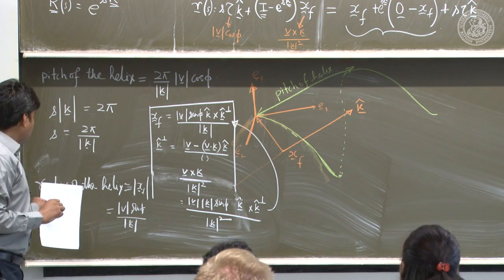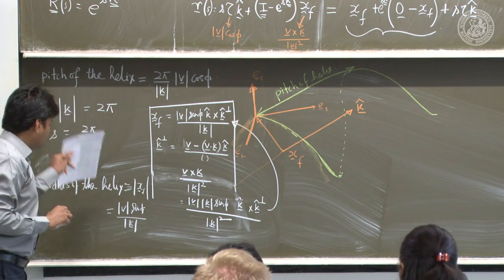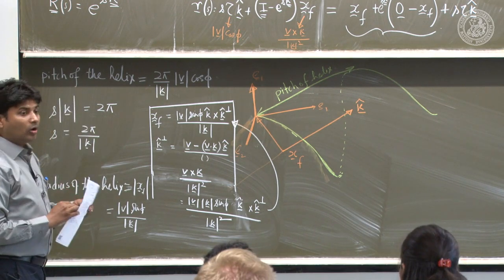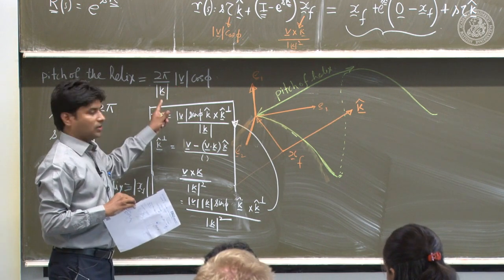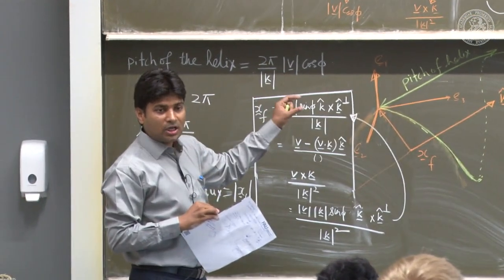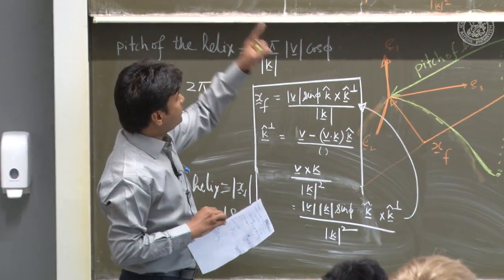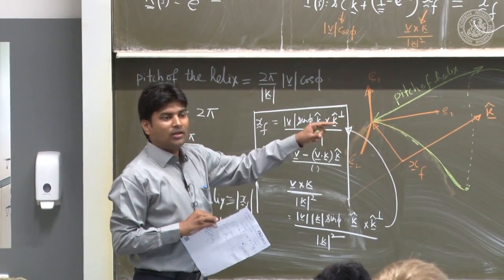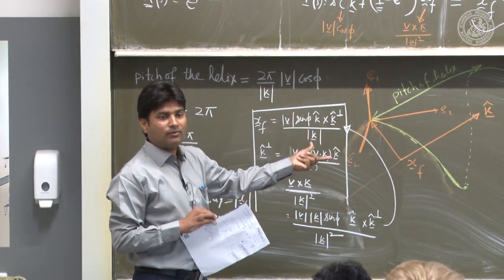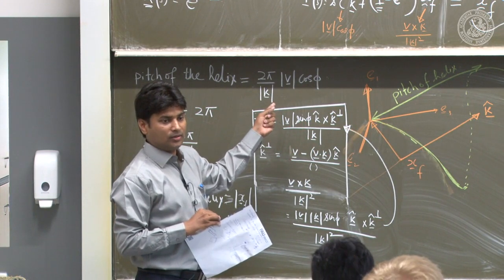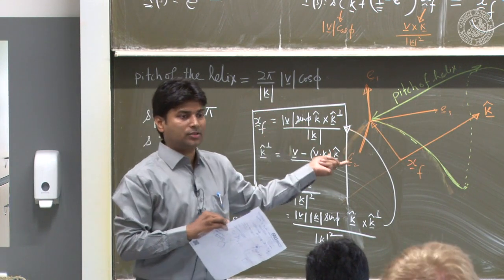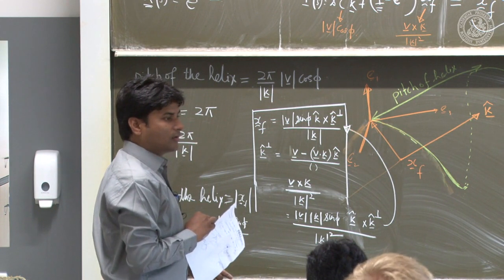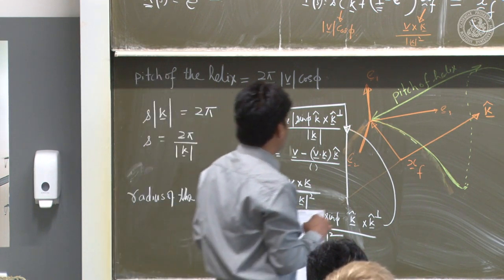Okay, so what we see is that the pitch of the helix, radius of the helix, they are all given by the strains V and k. So once you set your strain V and k, then the helix that is formed, all its parameters are given by the strain. It's V and k, radius, pitch, and anything else that you want to talk about. All right.